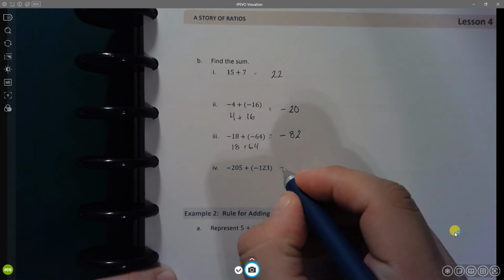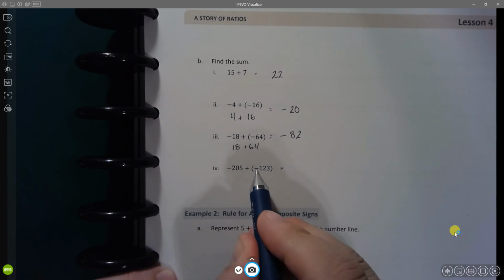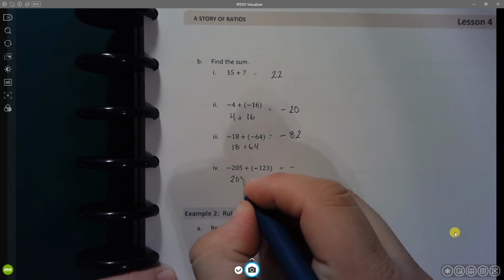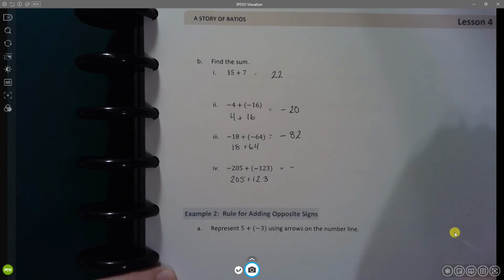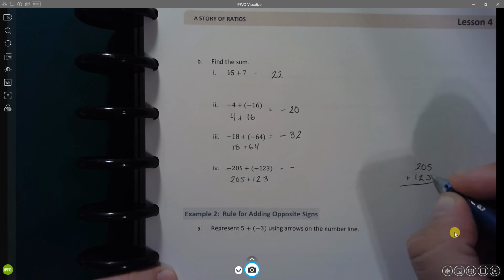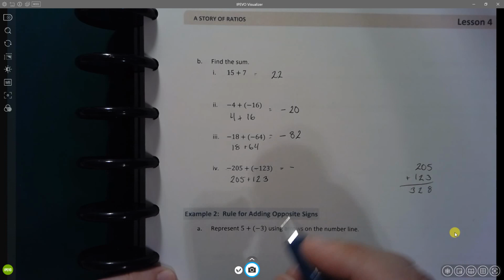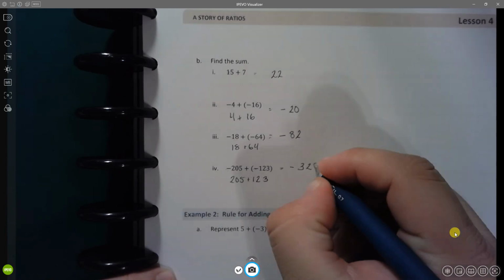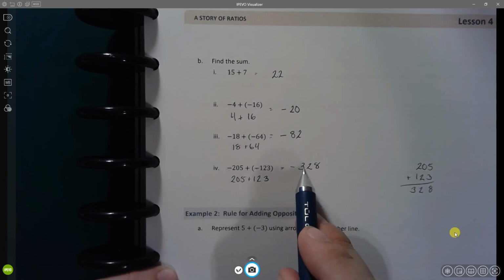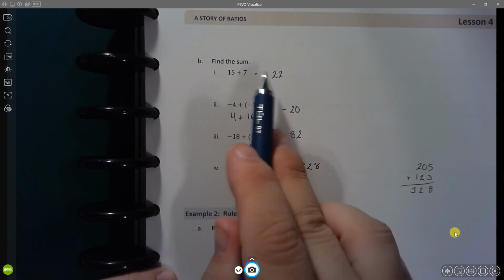Negative 205 plus a negative 123. Again, both are negative, so my answer remains negative. So I'm asking myself, what is 205 plus 123? 3 plus 5 is 8. 2 plus 0 is 2. 2 plus 1 is 3. So my answer is a negative 328. See how this is working? Same signs, the answer is going to be that sign. Both negative, answer's negative. Both positive, answer remains positive.